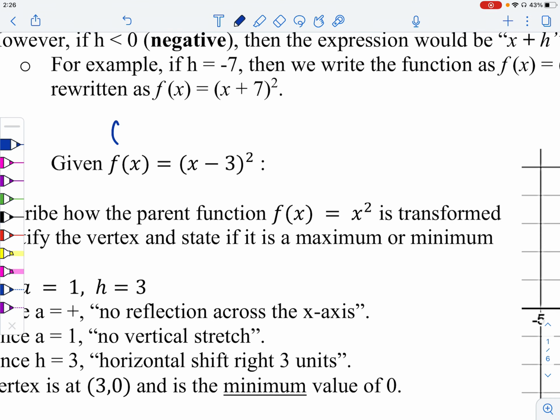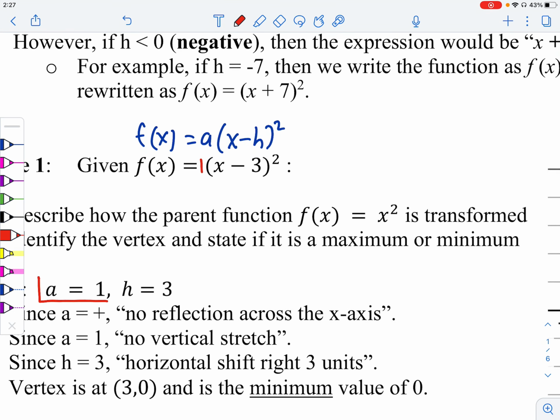So we compare this function to our a parentheses x minus h squared. You notice we have that a, just like the last section. There's no number in the front here, so this is a 1. So that's how we got a is equal to 1 as our a value. And then we compared our h values, we can see that it compares to 3. At first glance, you might think, oh, h is negative 3, but it's not. It's positive 3 because it's in the form x minus whatever h is. So h is a 3, so positive 3.